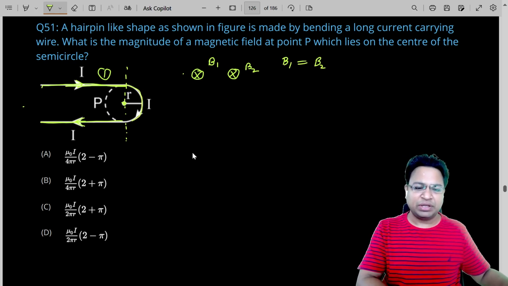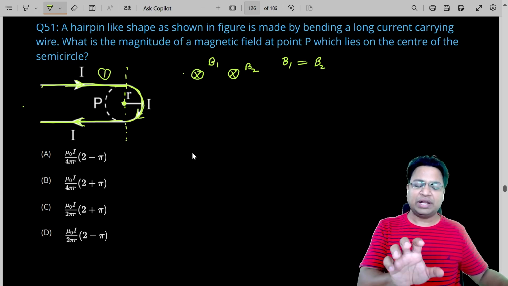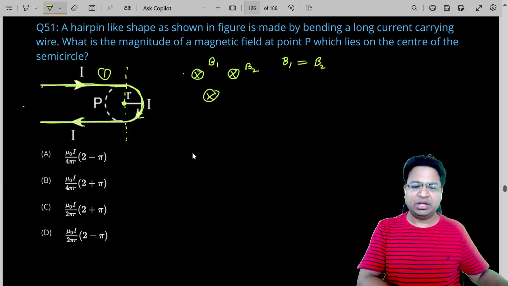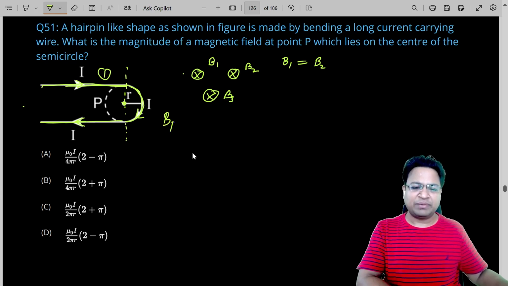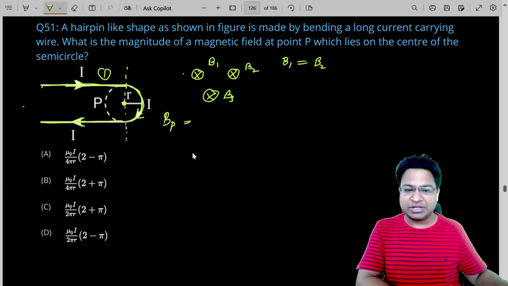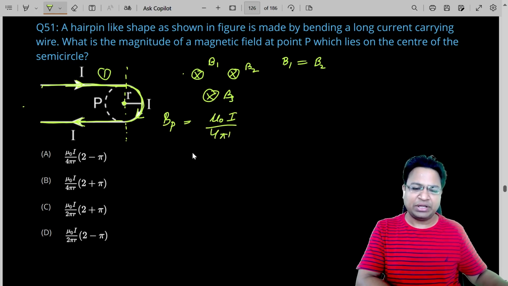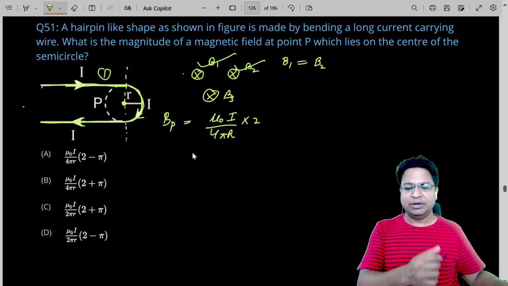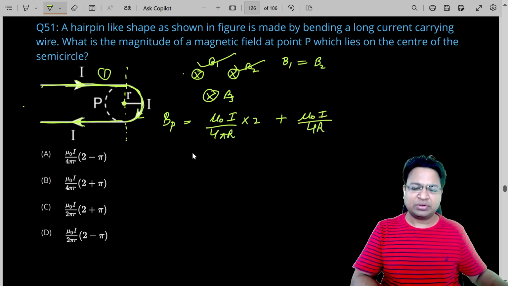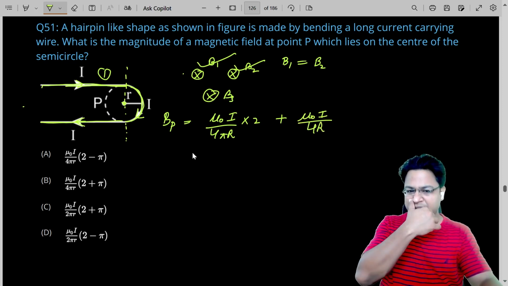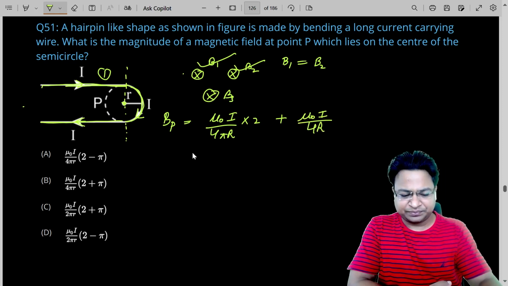Then this would be a semicircle. Again, its contribution would be inward only, and so we need to add all the three. To get the net value of magnetic field at P, I will write the contribution from one semi-infinite wire. That would be mu naught I by 4 pi r. I will multiply it with 2 because these two are equal. Then I have to write the contribution from the semicircle, which would be mu naught I by 4r. So that would be the contribution from the semicircle.